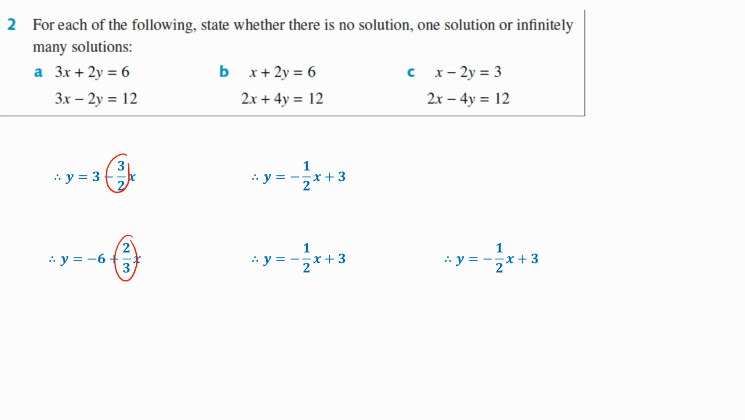Whereas B, if you have a look at B, what would B have to be? Unique, no solution, or infinitely many, Ian? Yeah, it's infinitely many because they're exactly the same lines. Okay? And then finally, C, I rearranged the last part, but you have to rearrange the top one now. x minus 2y equals 3. What do I end up with if I rearrange it?